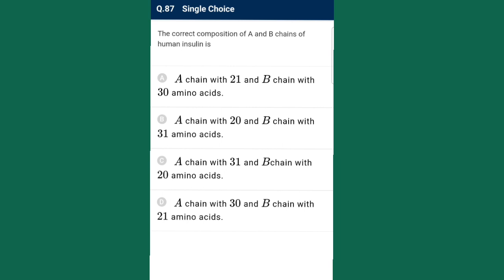Question number 87. The correct composition of A and B chains of human insulin is... A chain with 21 and B chain with 30 amino acids. So the correct option is option A.